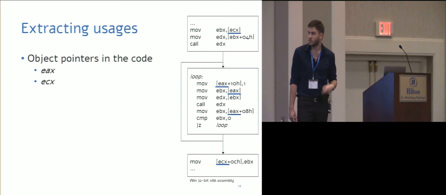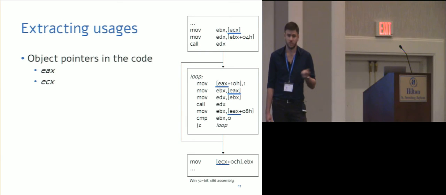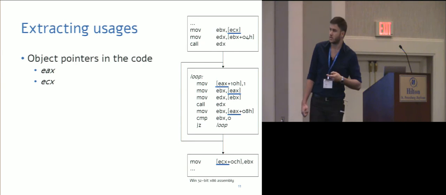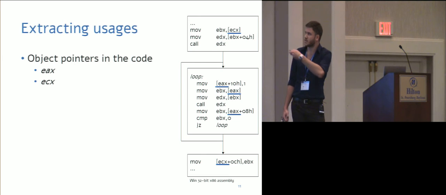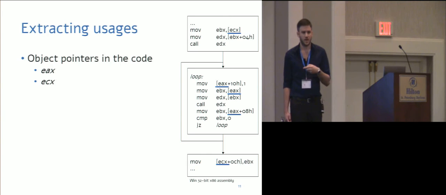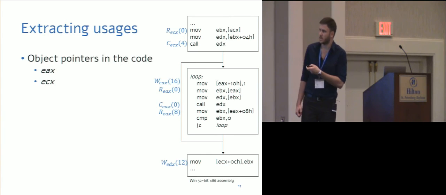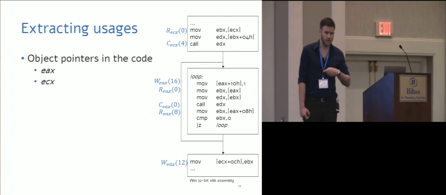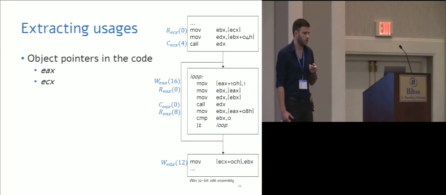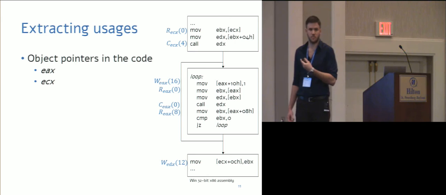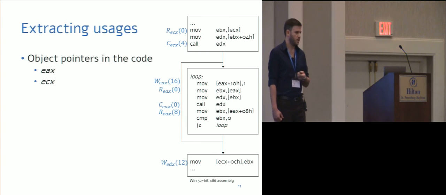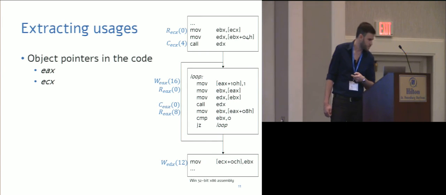And if we return to our previous example, first we can see that besides EAX that we saw before, there's also a second object pointer used in this code, that is ECX, that is used in the first block and the last block. And we can track the actions applied to each of these object pointers, and we get this set of actions. And just to make sure everyone understands what it means, if we look at the first one, R ECX 0 means a read of a field of the object pointed to by ECX at offset 0. Okay? Similarly, W is for write, and C is a call to a virtual function.